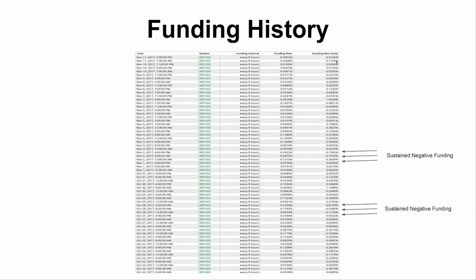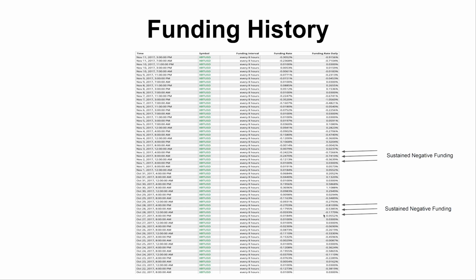This is great, and it's a bunch of data, but I want to key in on some of the sustained negative funding rates. We can see here that these daily rates are very high, and we can see that here too. So I want you to start to think about this as a potential shift in control, right?